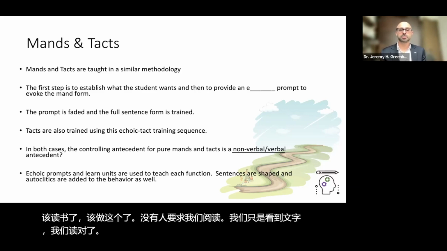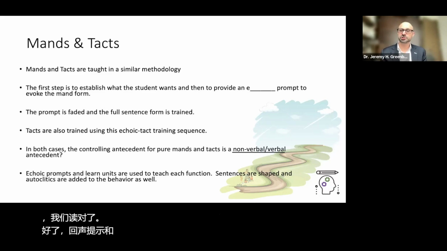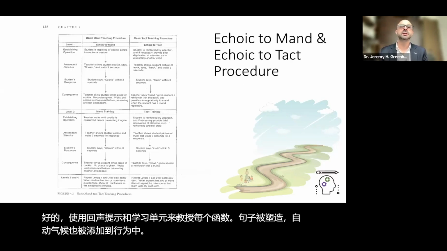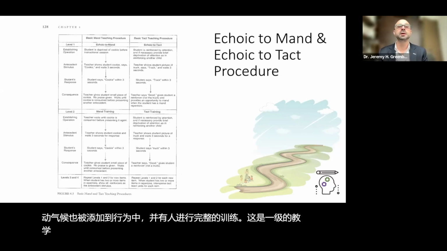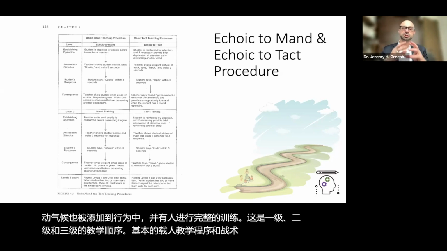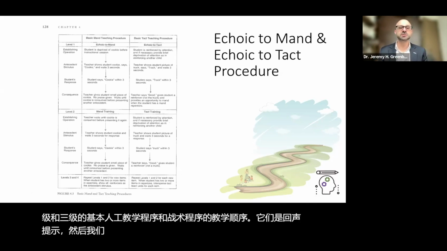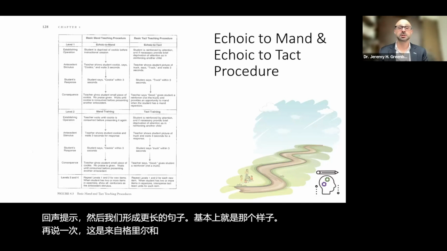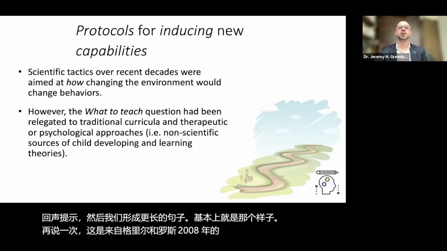Okay. Echoic prompts and learn units are used to teach each function. Sentences are shaped and autoclitics are added to the behavior as well in mand and tact training. This is a teaching sequence for level 1, level 2, and level 3 basic mand teaching procedures and tacting procedures. They're echoic prompts, and then we shape up longer sentences, basically, is what that looks like. And again, this is from Greer and Ross, 2008, Verbal Behavior Analysis.